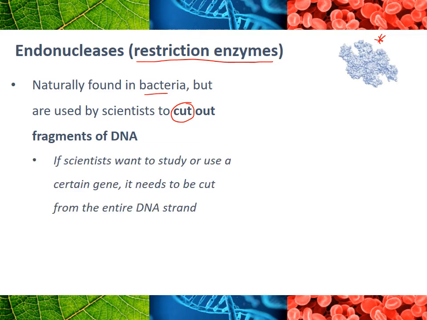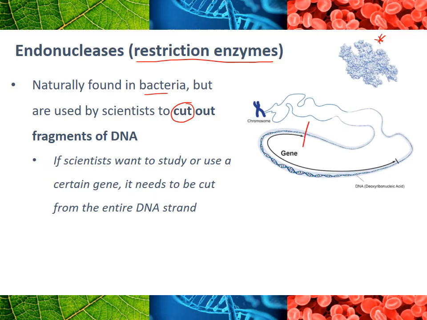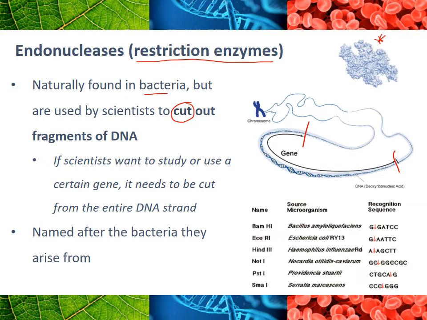This is what we mentioned before, but if we want to study a certain gene, we need to cut that out of its original big strand of DNA. And that's where endonucleases or restriction enzymes come in. I've just included this because you will see examples of names of restriction enzymes. You don't need to memorize any of them, but they will come up, and it's important that you can recognize their names. So they're named after the particular bacteria that they're found from. Okay, so like I said, you don't need to memorize these, but it will help.